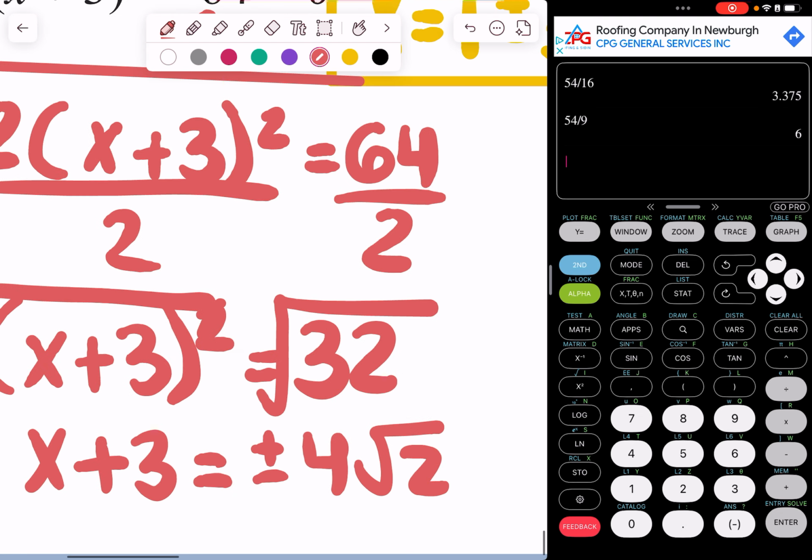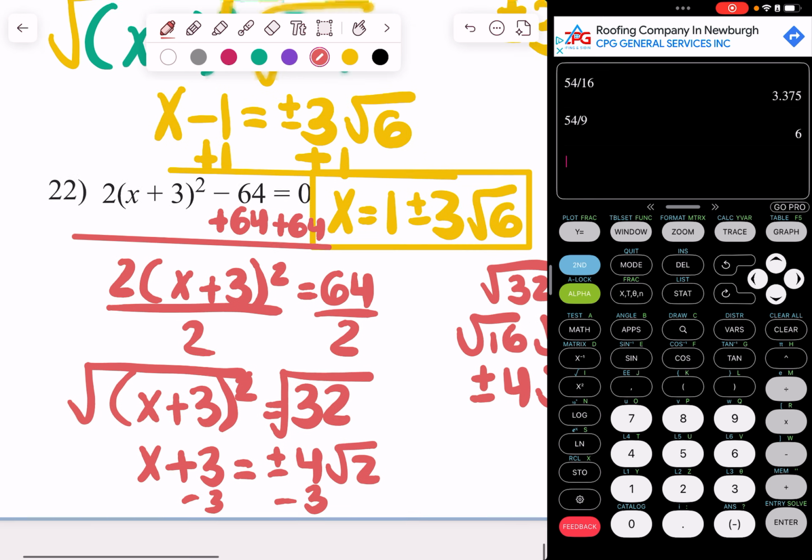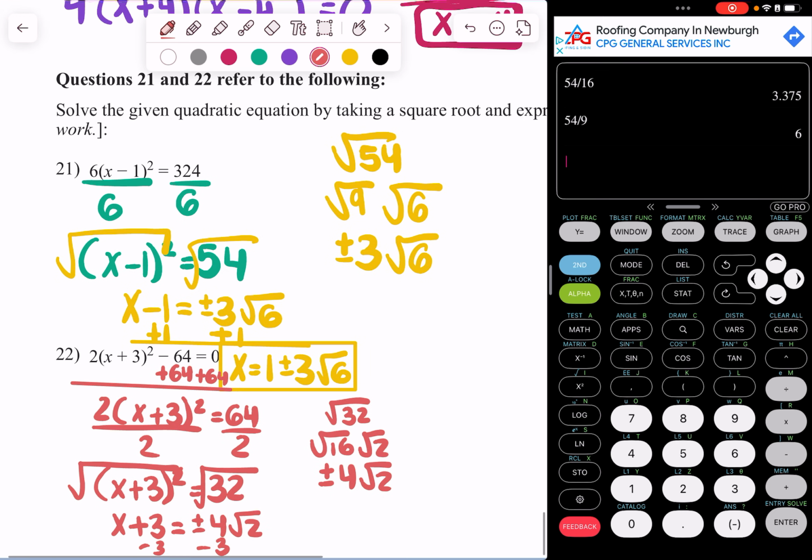Now I don't want that plus 3 there because I want to find out what x equals, not what x plus 3 equals. So I'm going to subtract 3 from both sides, and I will get x is equal to, leave the plain number, the constant by itself, negative 3, then put plus or minus 4 square root of 2. That is the format we want to write in.